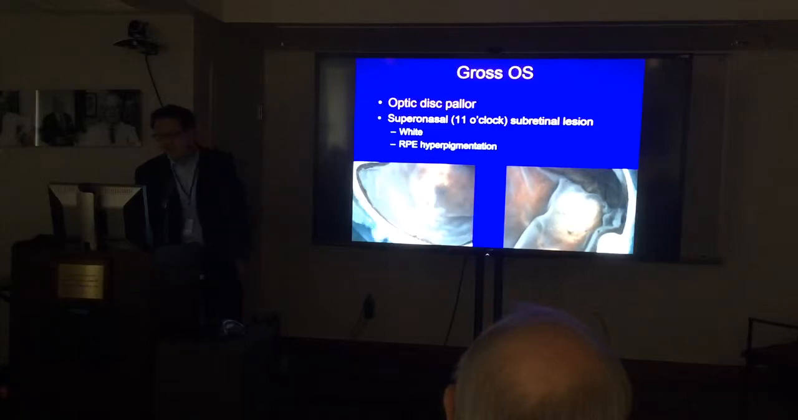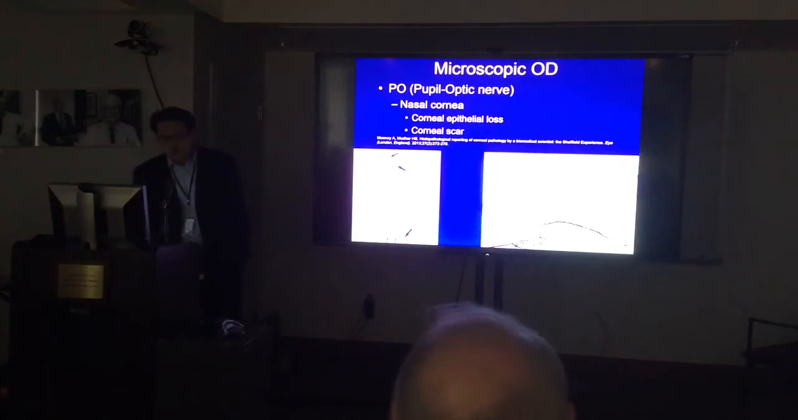Closely at about 11 o'clock, you can see it's a white subretinal lesion which is smooth, and there appears to be some hyperpigmentation of the retinal pigment epithelium just overlying the lesion. Moving to light microscopy, I'd like you first to look at this image here.